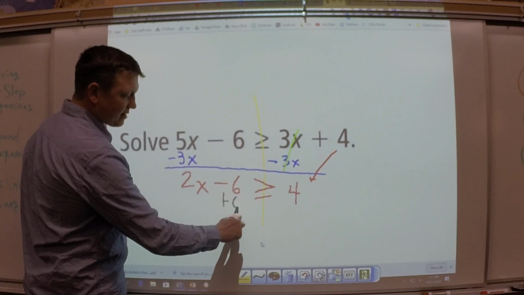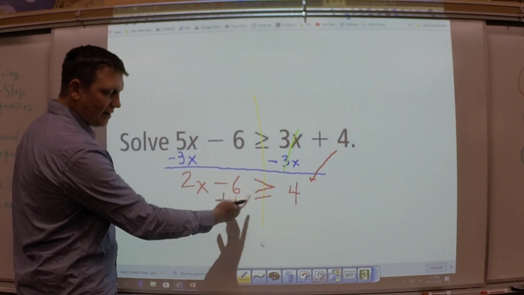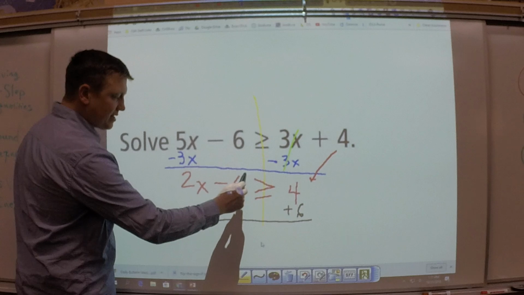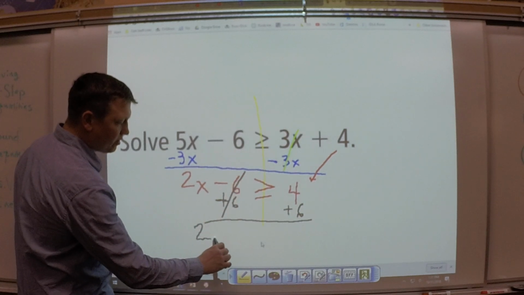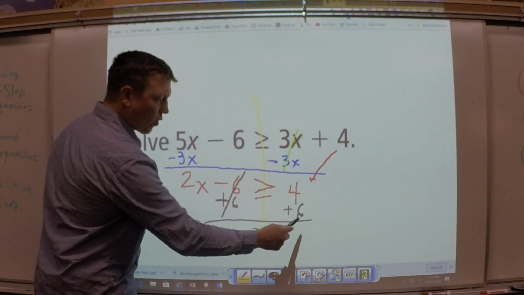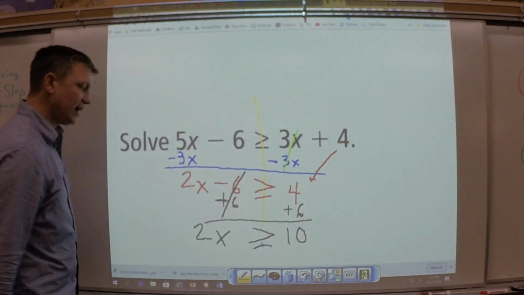Deal with adding 6. Okay, if I add 6 on one side of the inequality, I must do it on both sides, right, like that. Okay, cross these out, and I end up with 2x is now greater than or equal to 4 plus 6 is 10. Okay, then I divide.